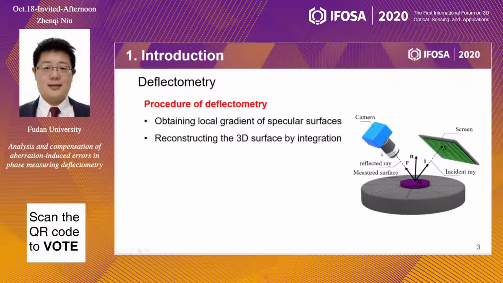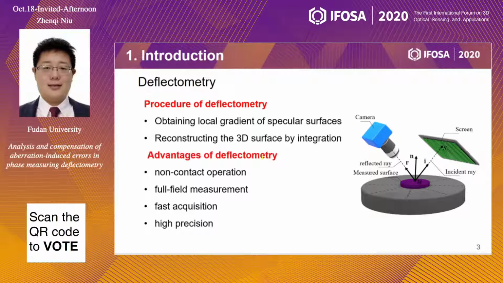In the deflectometric system, a point on the LCD screen brightens the corresponding pixel at the camera via the reflection from one measured point M. The fundamental principle is to obtain the local slope of the surface under test, which can be calculated through the incident ray I and the reflected ray R. The advantages of deflectometry include non-contact operation, full-field measurement, fast acquisition, and high precision.